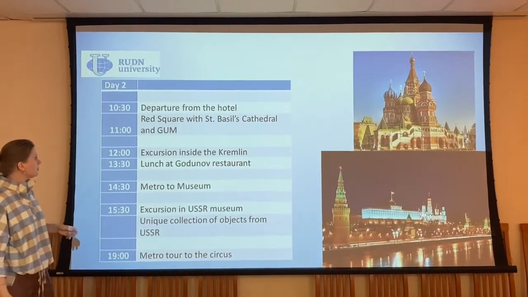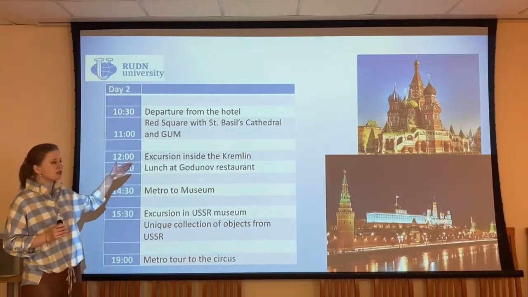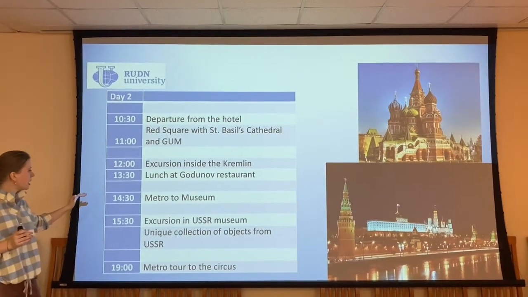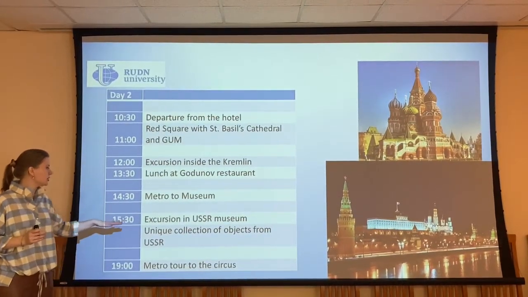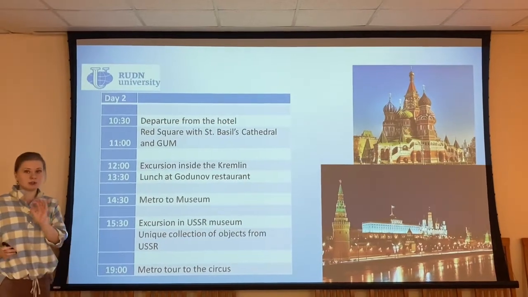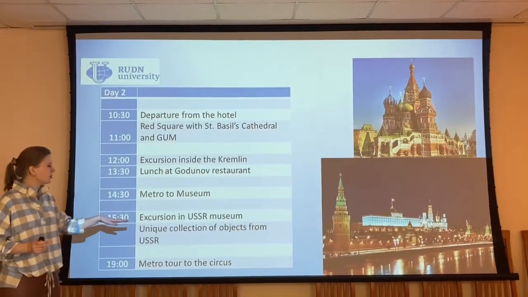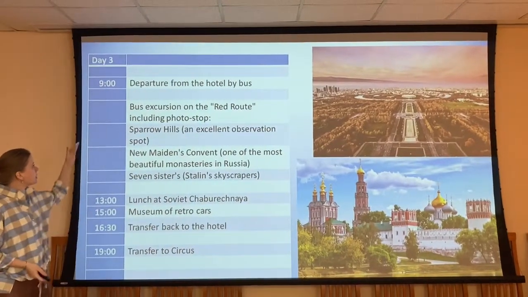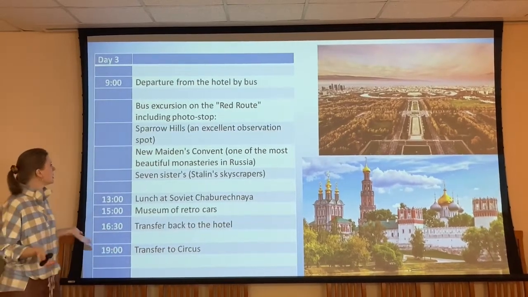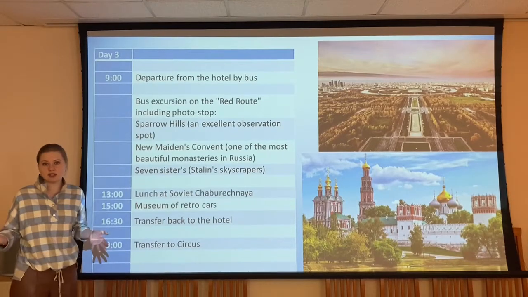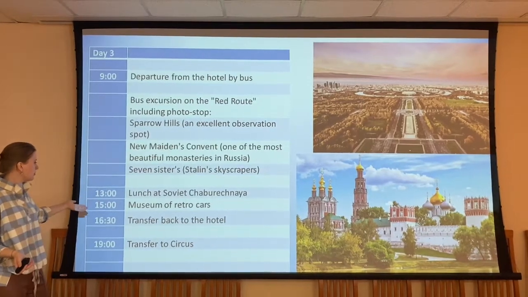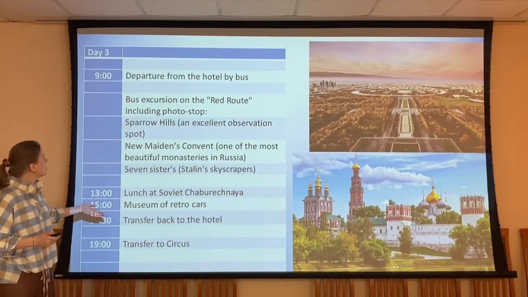Day two, departure from the hotel, Red Square with St. Basil's Cathedral and GUM. Excursion inside the Kremlin, lunch at Godunov restaurant. Then we have a metro to the museum. Excursion in the USSR museum with a unique collection of objects from the USSR. So very interesting one. Metro to the circus. And day 3, departure from the hotel by bus. Bus excursion on the red route, including photo stops on Sparrow Hills, the Novodevichy Convent, Seven Sisters skyscrapers. Lunch at the Soviet Chaburechny, Museum of Retro Cars, transfer back to the hotel, transfer to circus.